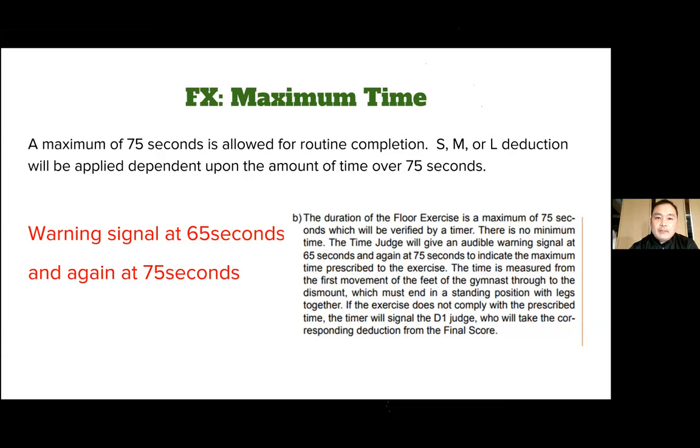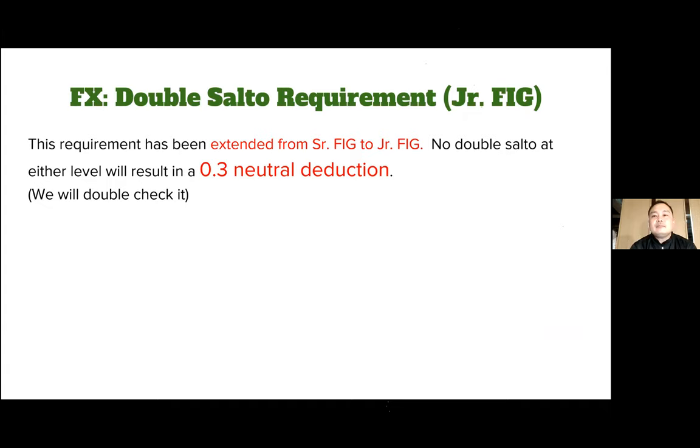Double salto requirements. This requirement has been extended from senior FIG to junior FIG. No double salto at either level is a 3/10 neutral deduction.